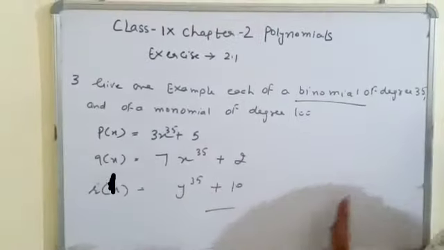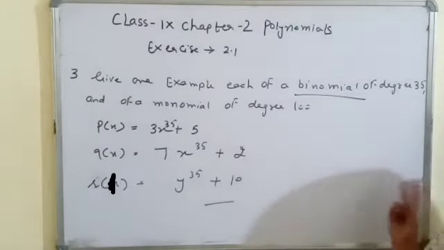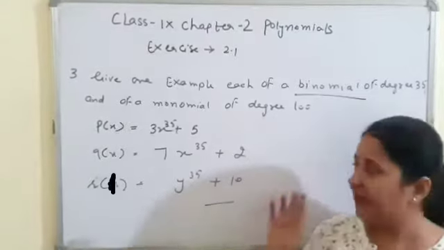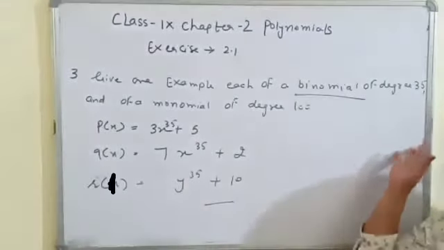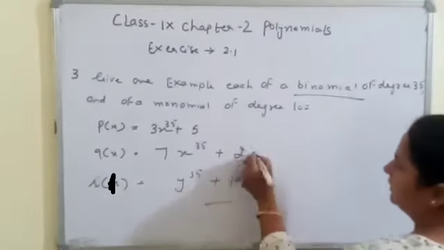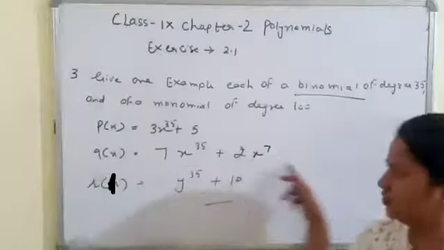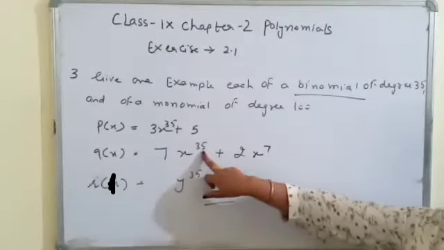You can write a lot of examples, but you have to remember the condition. You have to write a binomial, so you have to take only two terms, and its degree should be 35. So you have to write the maximum degree 35. Here we can also take this example. When you compare it, you can see the highest degree is 35.